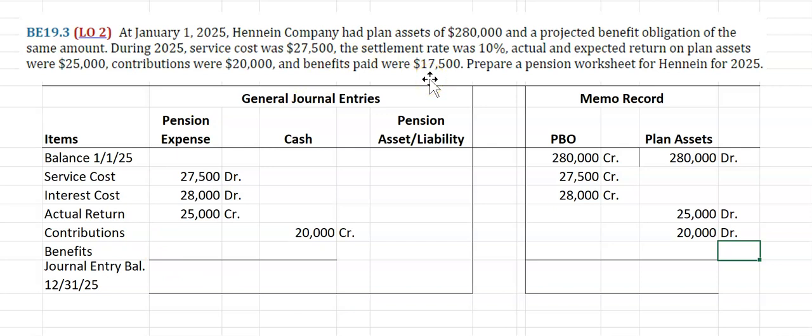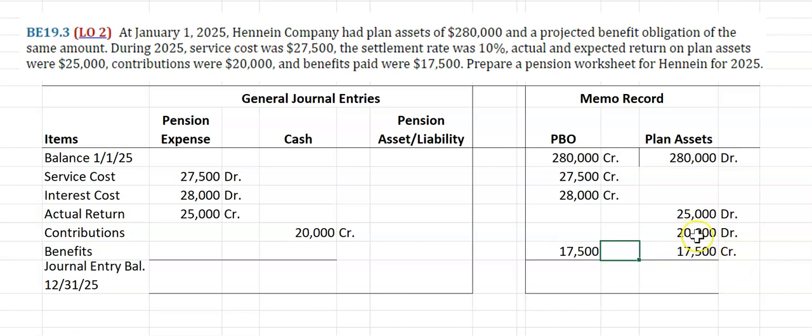So these benefits are paid from these plan assets, so it is reducing our plan assets, so we will credit plan assets 17,500. At the same time, it is reducing our liabilities. We are supposed to pay, it was our obligation, but this year we paid it, so 17,500 we will debit it because it is reducing our liabilities. So both our asset is reducing, our liability is reducing.